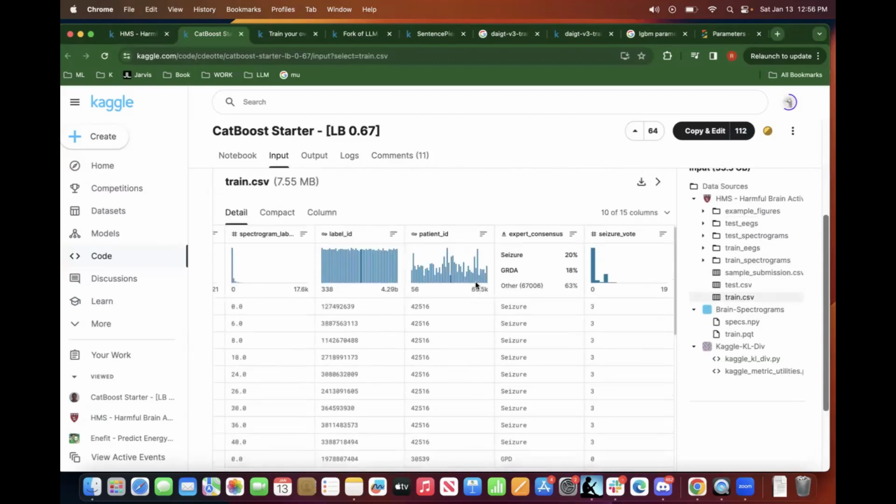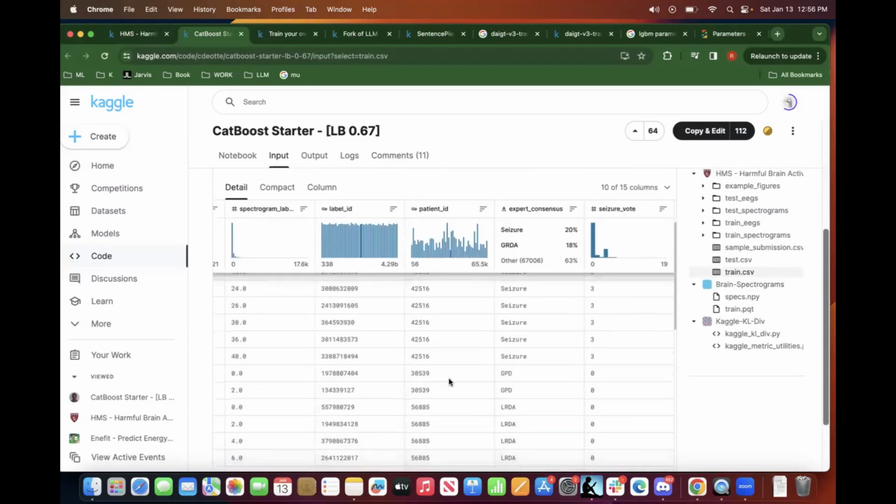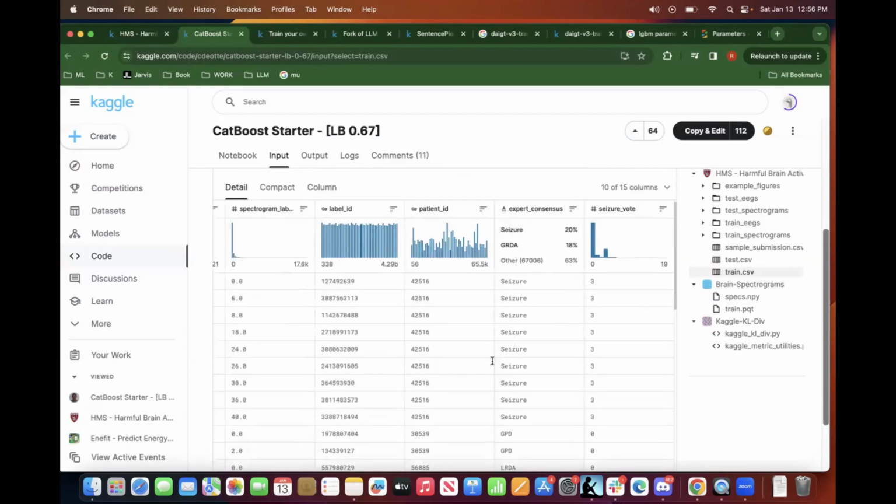The patient ID is obviously which patient. And if the patient doesn't change, it's the same 10-minute spectrogram, it continues. Then the expert consensus is for the label of the spectrogram, and there are 6 classes, right? Like I mentioned, seizure, LRDA, GRDA, LPD and GPD. So GPD, LPD, GRDA and LRDA are 4, and seizure is 5, and the other is 6. Right, so 6 classes.